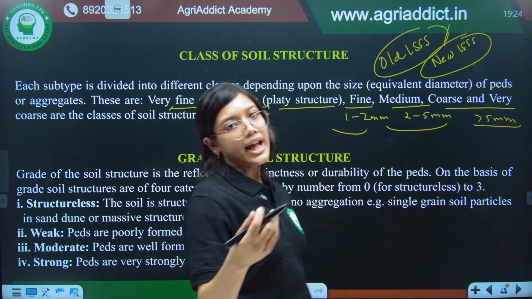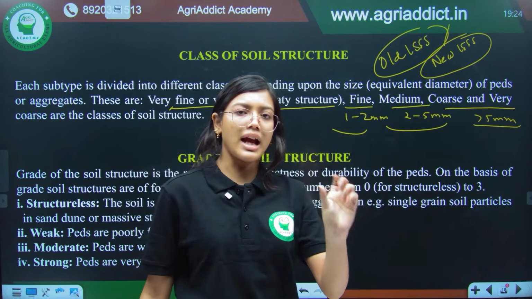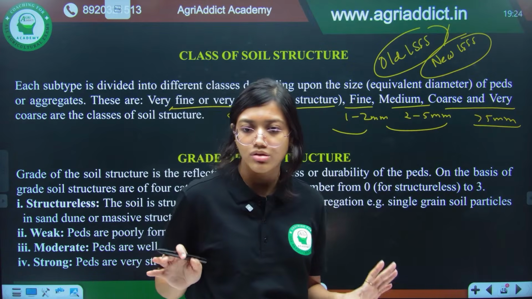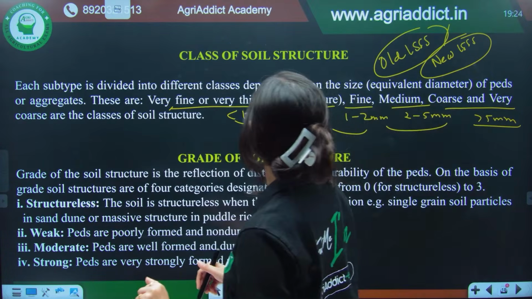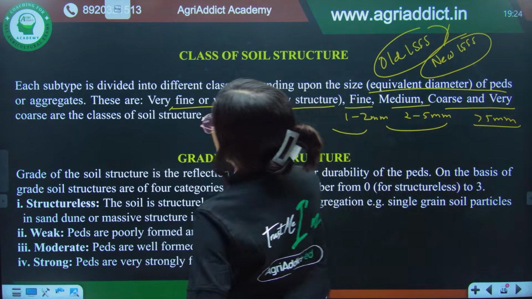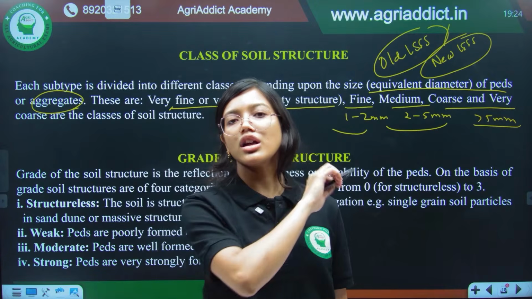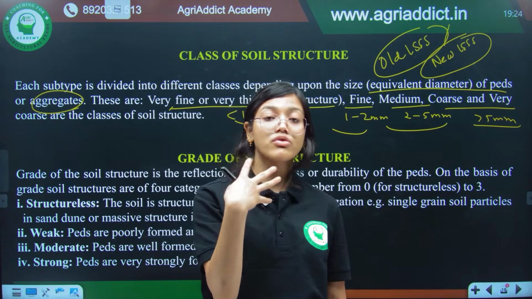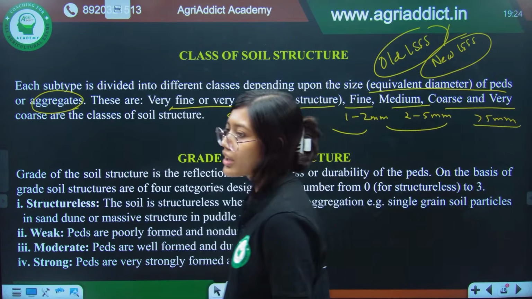You can memorize the dimensions of each and every type; at least you have to memorize the maximum limit and the minimum limit for the different classes. It depends on the equivalent diameters of beds or aggregates. Whenever we are talking about soil structure, we are not only concerned with the individual soil separates, but now we are focusing on the aggregation. Now the third point is grade.